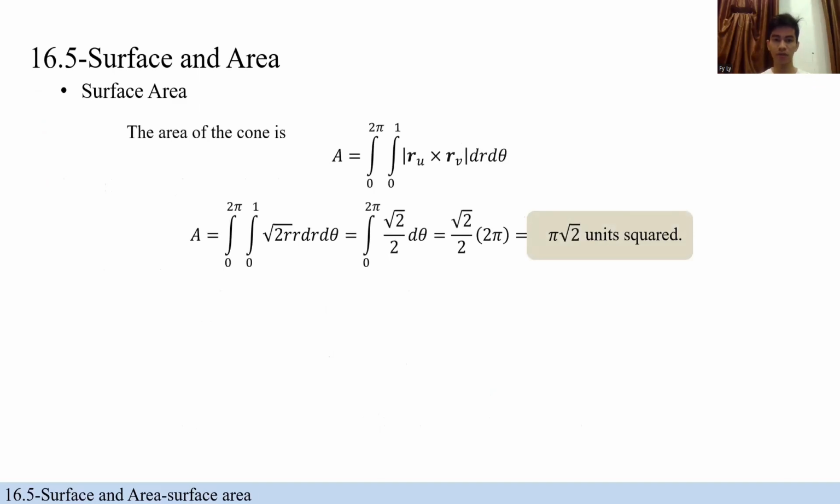So the area of the cone is the double integral from 0 to 2π and 0 to 1 of the magnitude of r_u cross product with r_v dr dθ. So we plug in the square root of 2 r, and then we find the final answer is π square root of 2 square units.